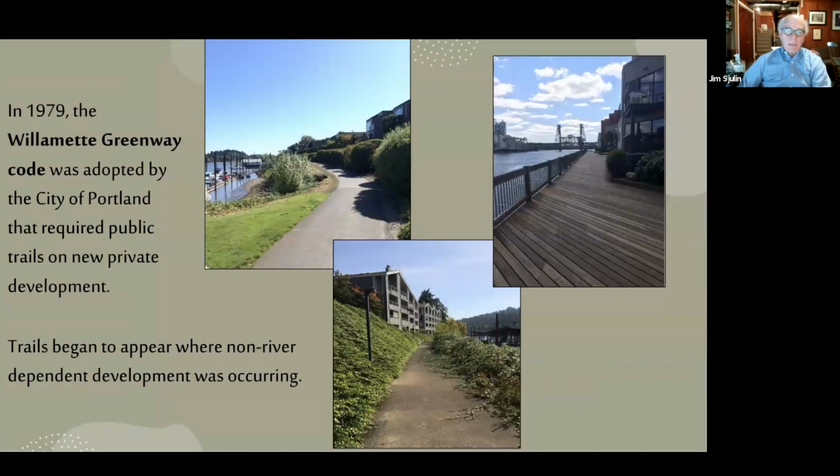Then we had the Willamette Greenway Code that was developed in Portland, which actually required that private development provide public access to trails along the river. And again, these early trails were pretty narrow, but we did start to see popping up along the Willamette public paths that people could have visual access to the river. Next.